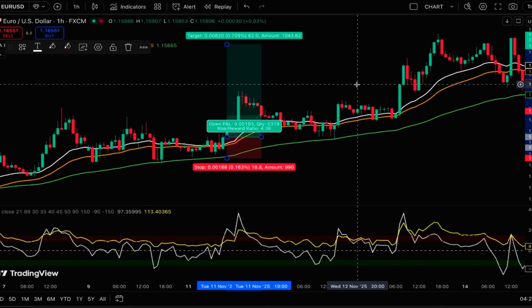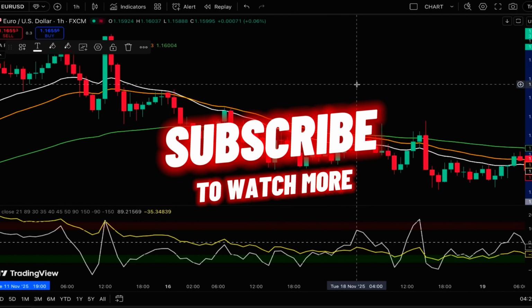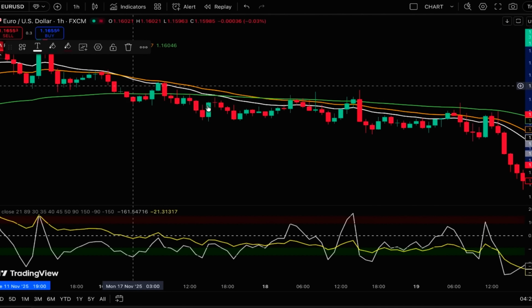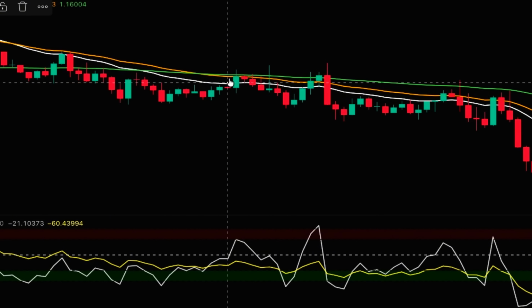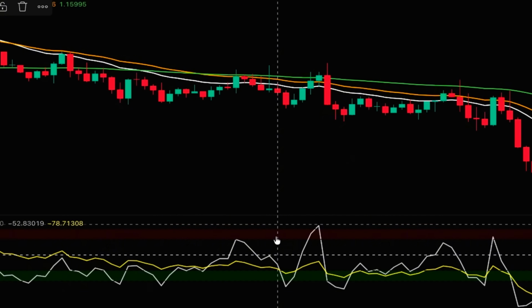Let me show more examples so you completely understand. Alright, here you can see that the price went below the green line, and after that the orange line and white line are also below the green line. And then here in CCI, you can see that the yellow CCI is also below the center line. So until now we have different signals that a downtrend is probably forming, and now we should wait for a good opportunity to enter a trade.